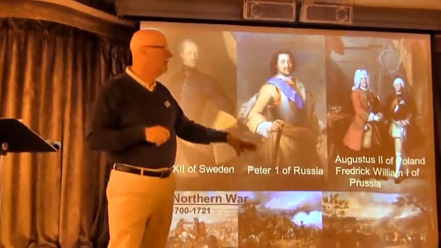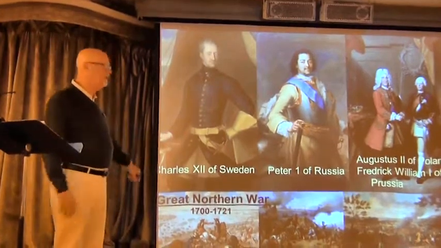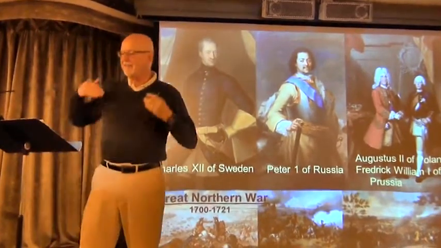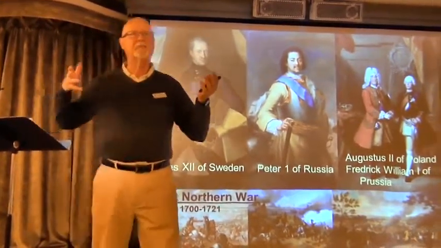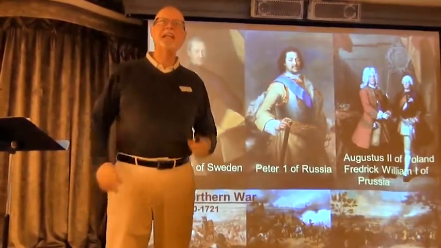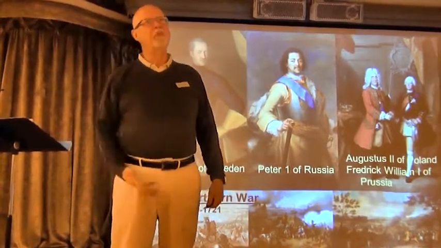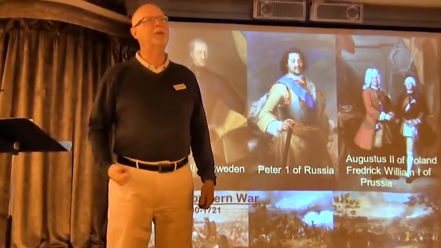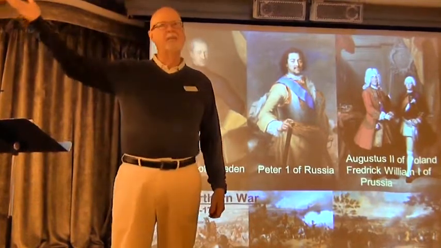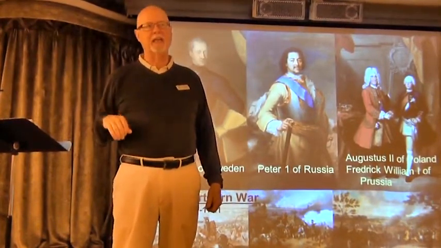So much so, the Great Northern War was fought from 1700 to 1721, and in fact Charles the 12th of Sweden had been so successful early on that he decided he was going to march all the way to Moscow. They had already gained control of much of Russia, but Peter the Great was still in Moscow, and he was leading the Allied effort to try to defeat Sweden.